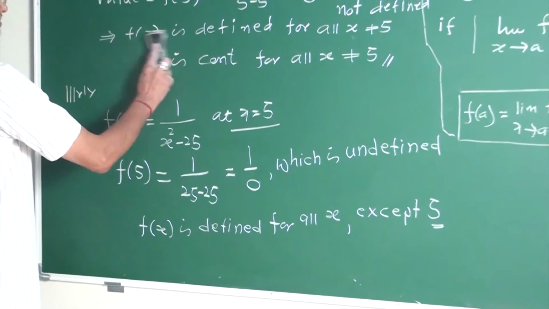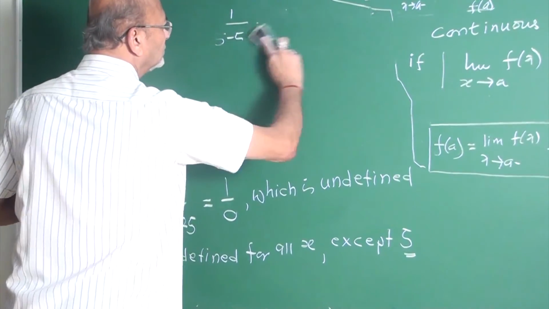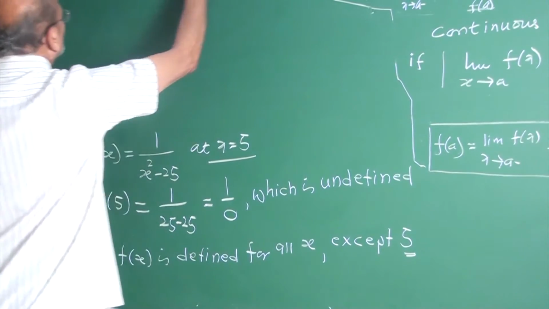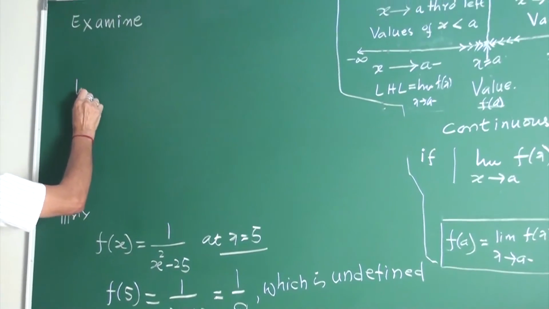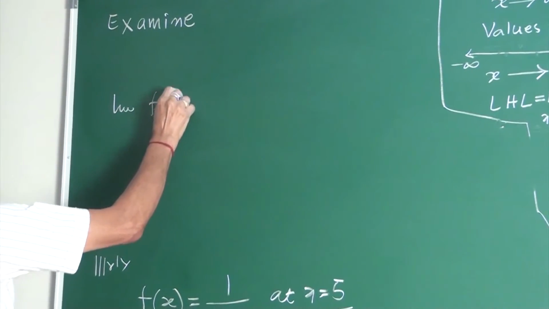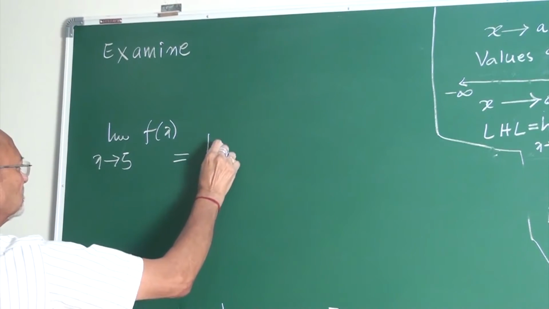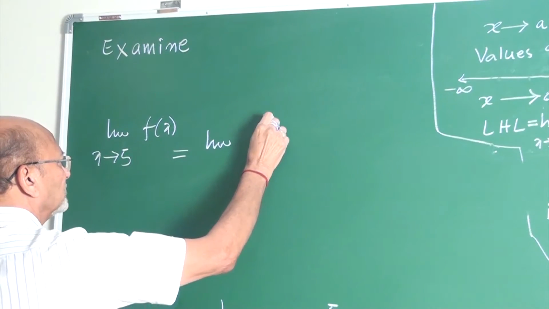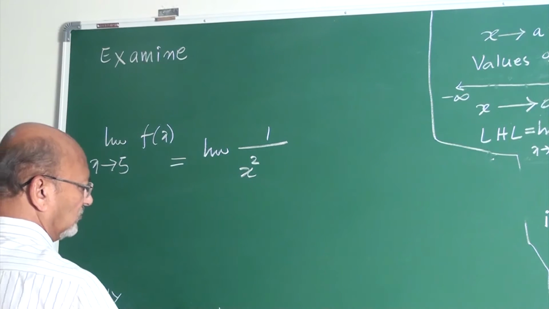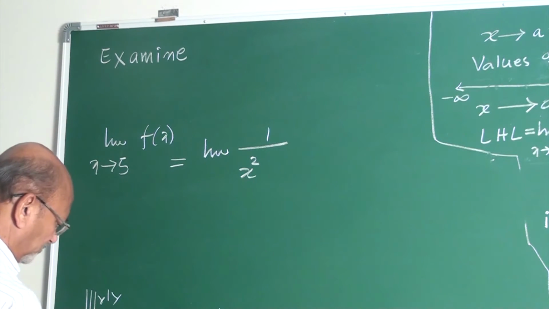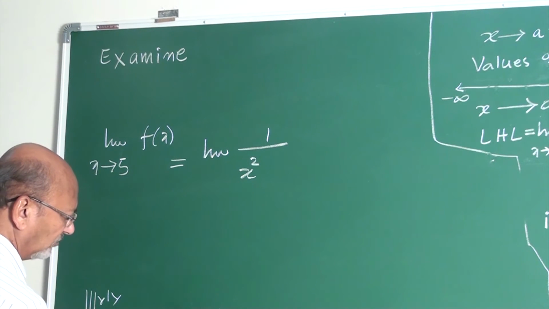Then what about the limit? This is limit of f(x) as x tends to 5. Yes, my friend, this is limit of f(x). It is 1 upon x square minus 25, which is 1 upon (x minus 5)(x plus 5). Yes, one correction.